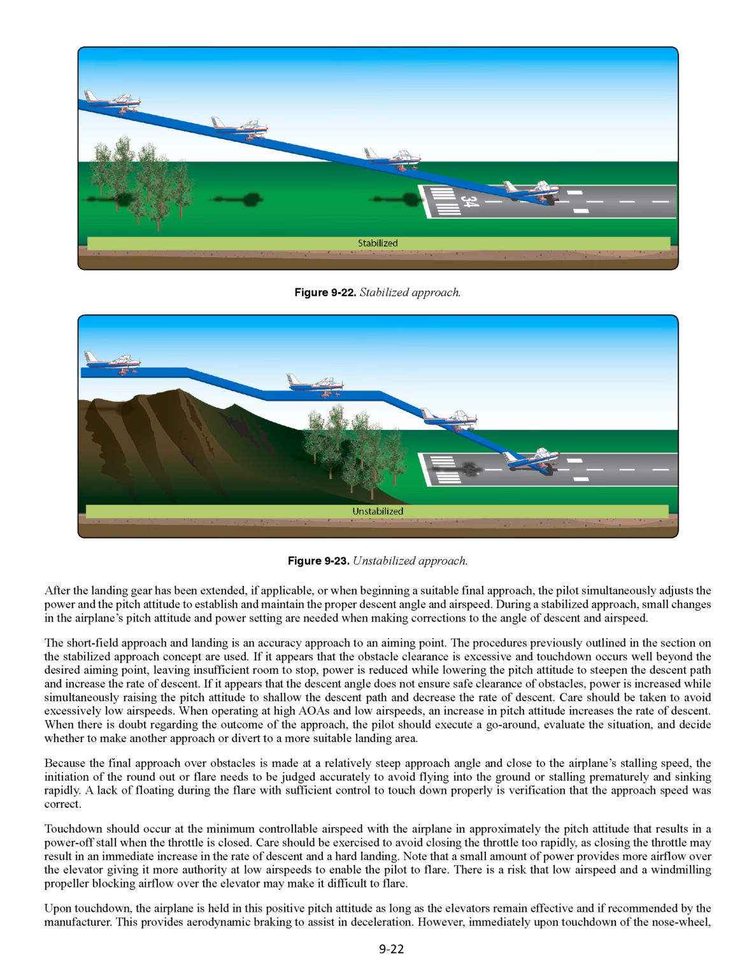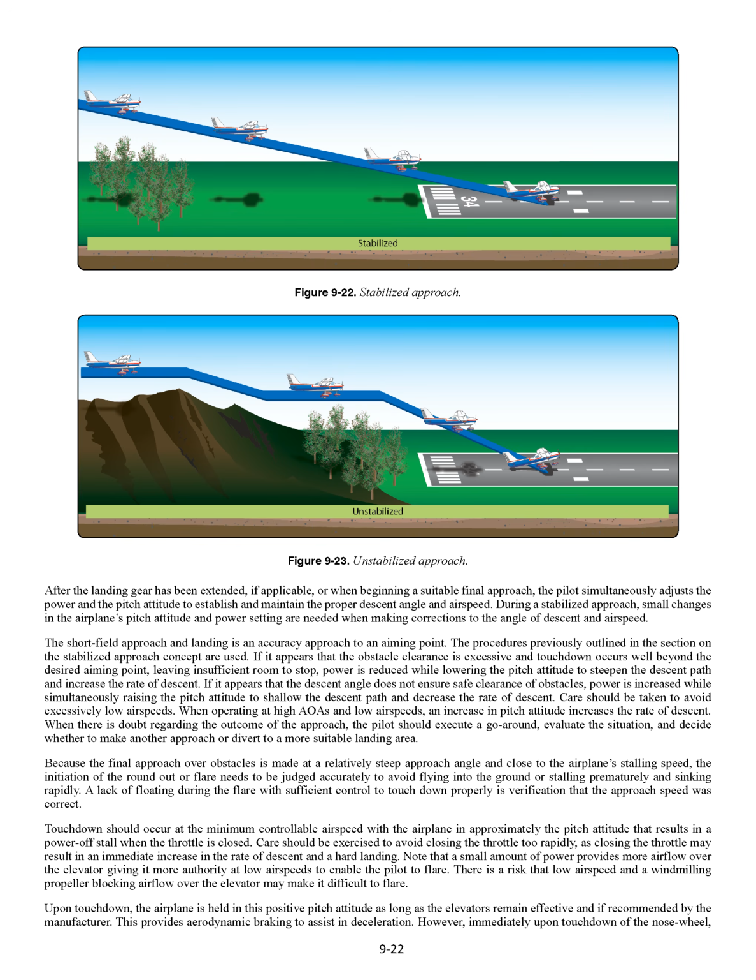Note that a small amount of power provides more airflow over the elevator, giving it more authority at low airspeeds to enable the pilot to flare. There is a risk that low airspeed and a windmilling propeller blocking airflow over the elevator may make it difficult to flare. Upon touchdown, the airplane is held in this positive pitch attitude as long as the elevators remain effective and if recommended by the manufacturer. This provides aerodynamic braking to assist in deceleration.